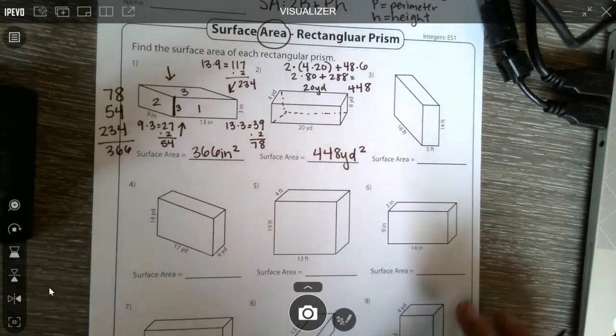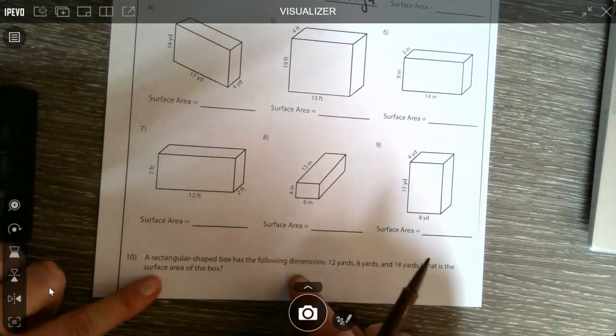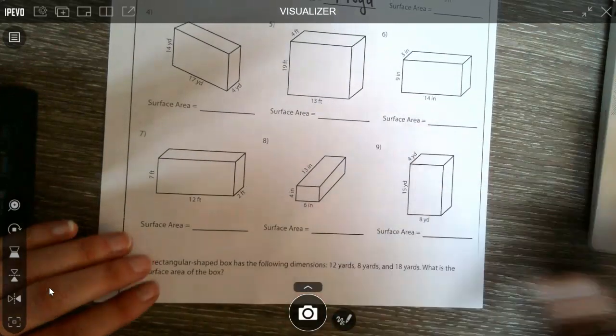Number 10, be careful. It's just a word problem, so you might want to draw a picture to help you out with that one. All right? Best of luck. You got it.